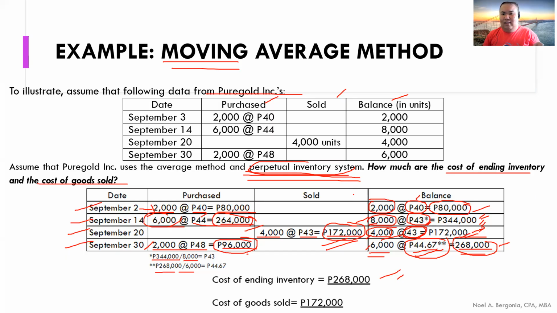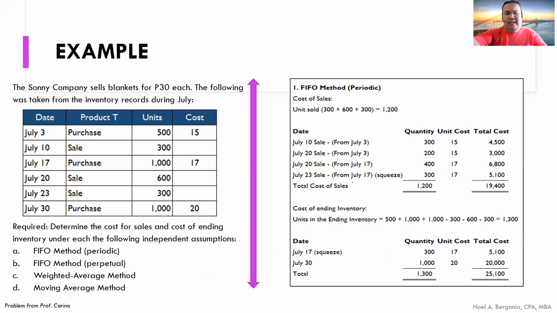Okay, to finish this, actually tapos na ako sa theoretical discussion ito, no? But I'm going to just have a short recap by using another set of examples. Okay. So, let me have an example from Sony Company, which sells blankets at 30 pesos each. So meron po tayong product T, which we have purchased 500 at 15 pesos na cost. We have sold 300 units. Then we have purchased 1,000 at 17 pesos on July 17. We have sold 600 units, and then also on the 23rd, we have sold 300 units, and purchases on July 30 na 1,000 units at 20 pesos.